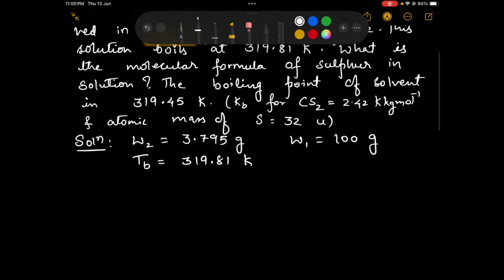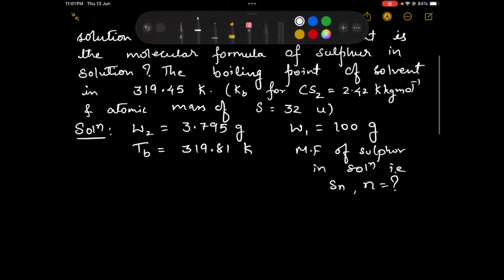What is the molecular formula of sulfur in the solution? So what we have to find out is the molecular formula of sulfur in solution, that is Sn. So basically what we have to find out is n, the number of atoms. How many atoms are coming together to form a molecule of sulfur?